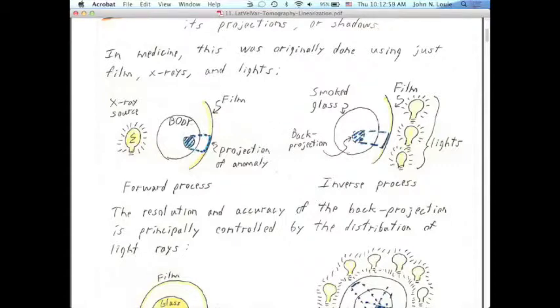So the forward process, creating the data, going from the model space, which is the body, to the data space, which is the film, that's called forward projection. And then this process of reversing the direction of the rays and shining back into a smoked glass model space from the film data space, that's called back projection.